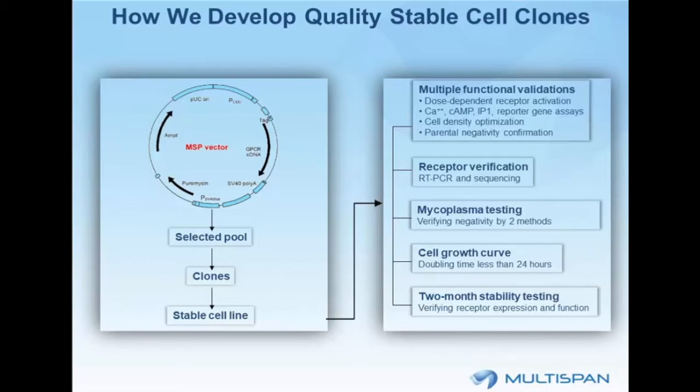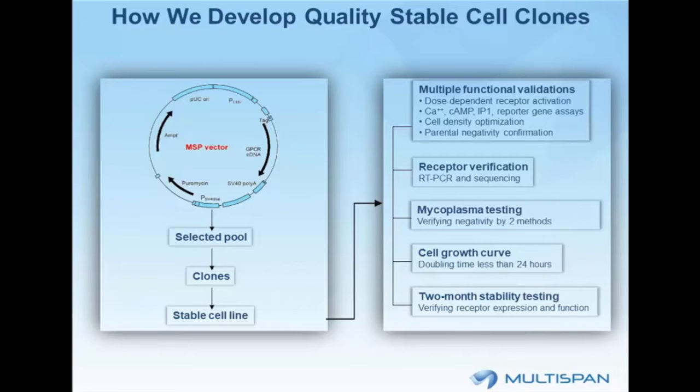After we've done the cell density optimization and the dose-dependent receptor activation, we also make sure that our sequence by RT-PCR is still as we expect it to be and nothing's changed. We make sure that the cells have been tested for mycoplasma. We verify that it's negative by 2 methods.